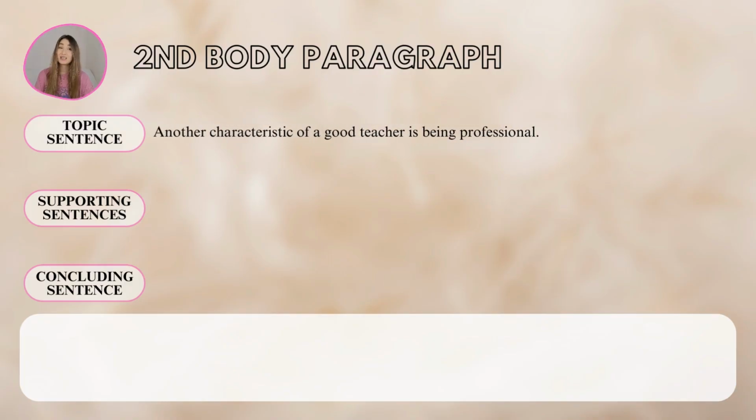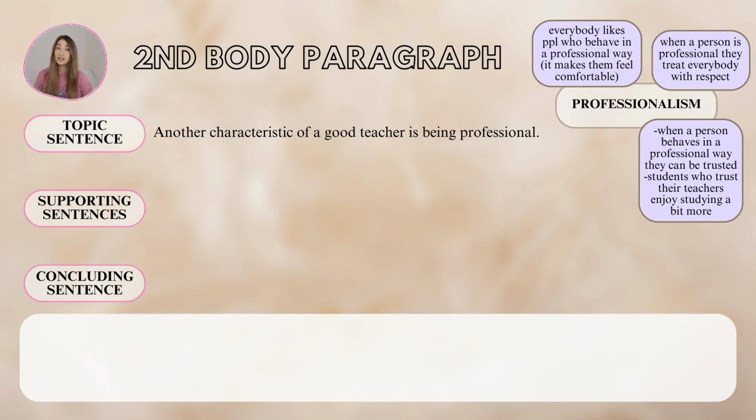Do you know what the topic of this paragraph is going to be? Yes, professionalism. Here's my topic sentence. Another characteristic of a good teacher is being professional. And now I need detailed sentences. Again, let's have a look at my outline.